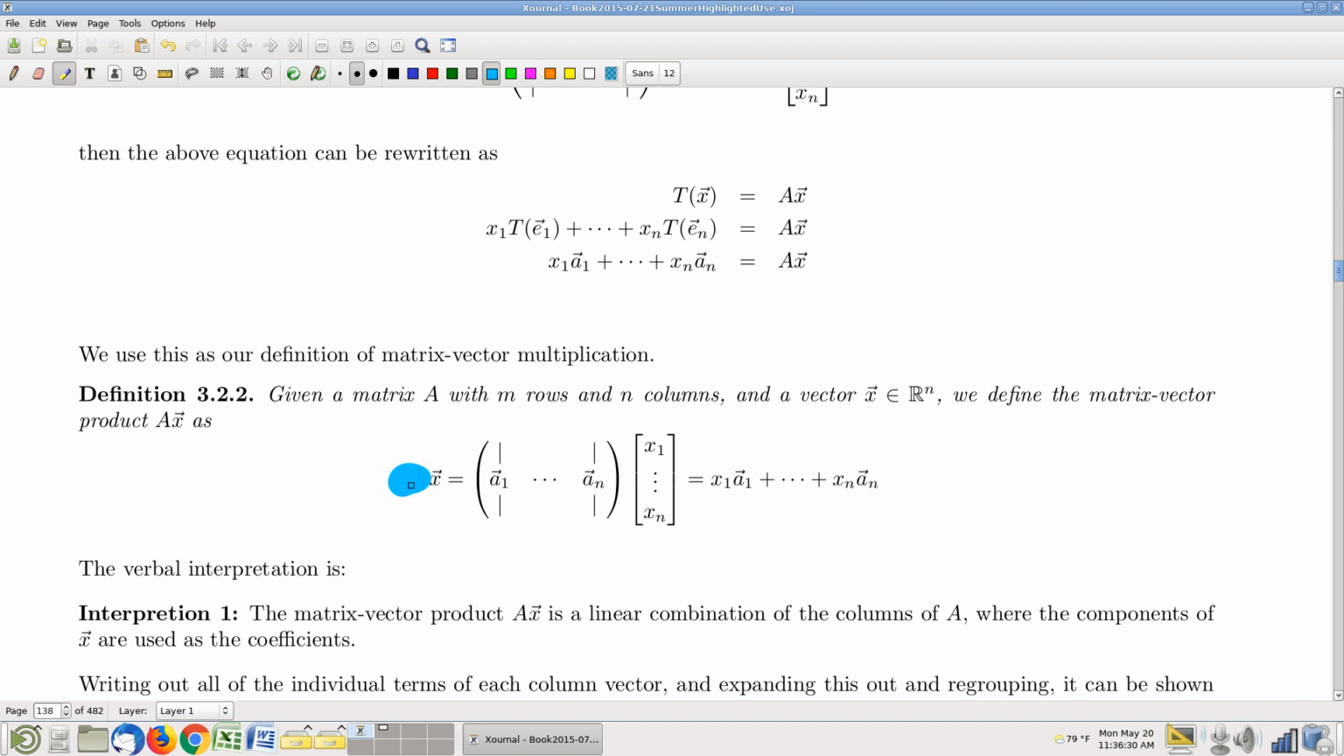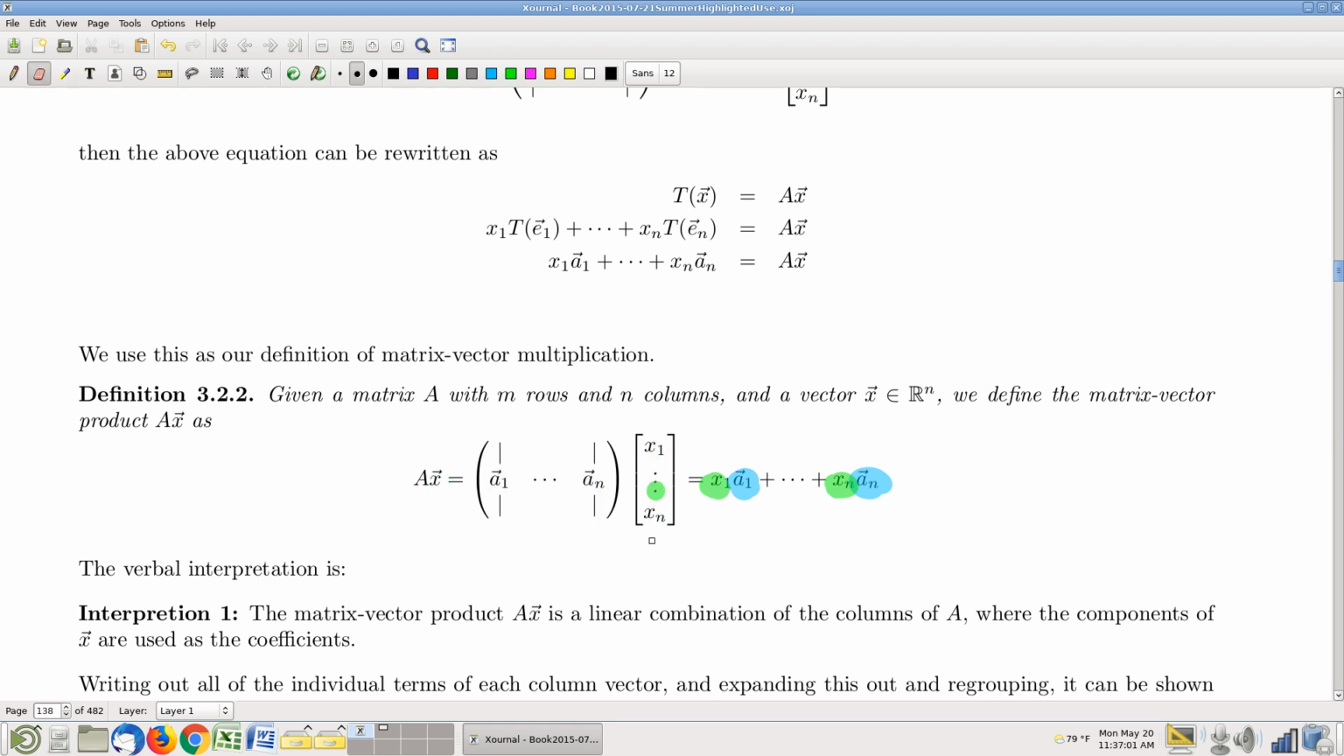The matrix has columns A1 through AN. The vector has coordinates X1 through XN, and the product takes a linear combination of those columns using the coordinates as coefficients. Okay. Now, those of you who have seen matrix vector multiplication might not have seen this version of this formula.